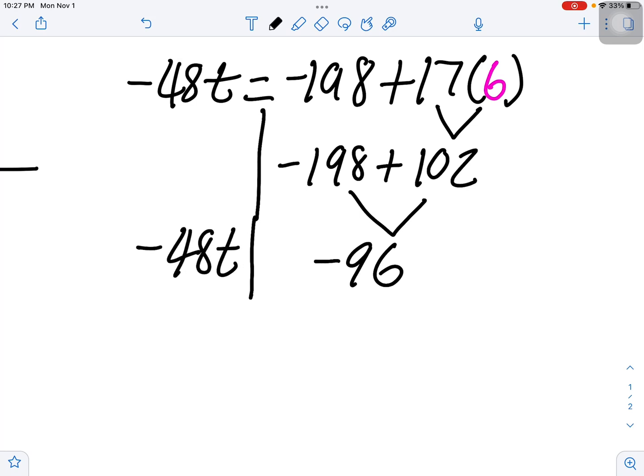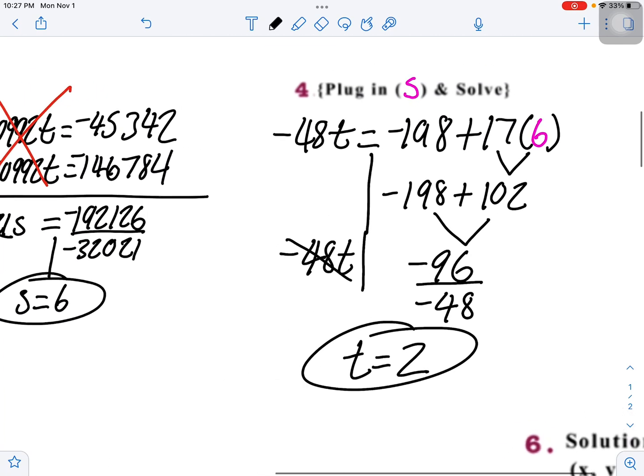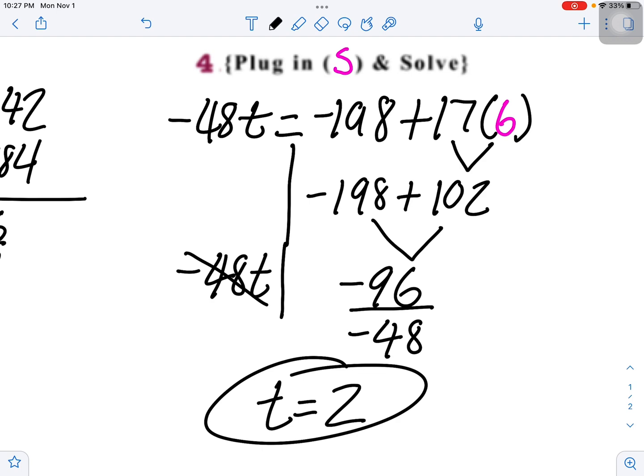And I still have negative 48t on the left side here. So the opposite of multiplying by negative 48 is dividing by negative 48. And that gives me t is equal to 2. There you go. Look at that. That's step 4.